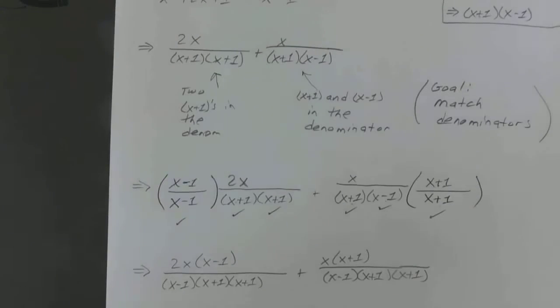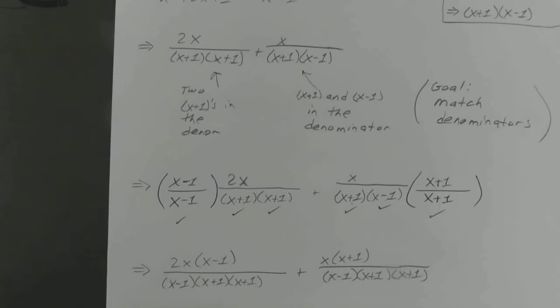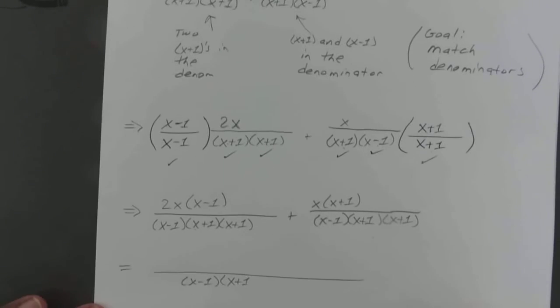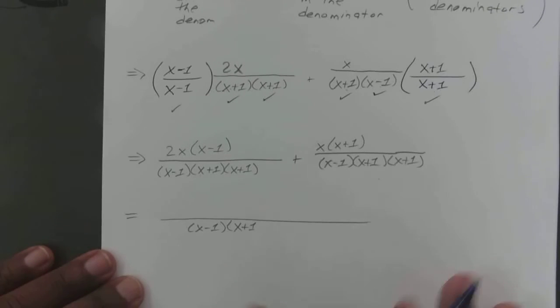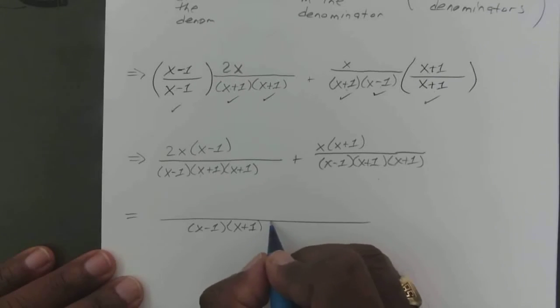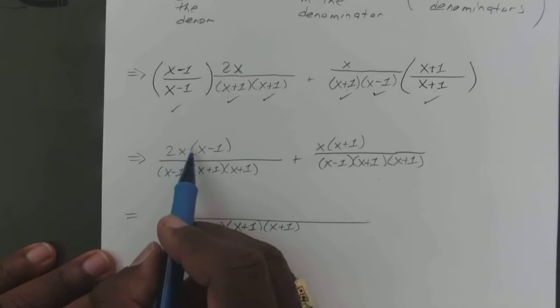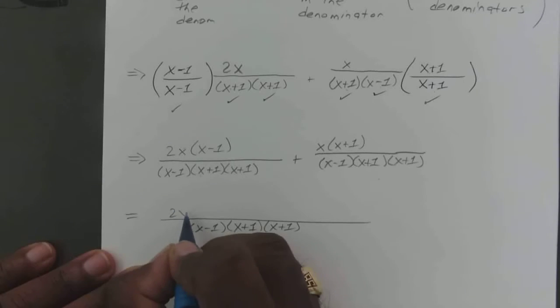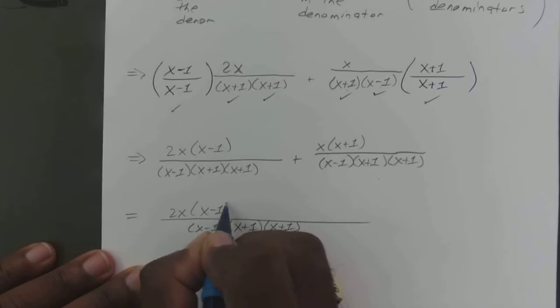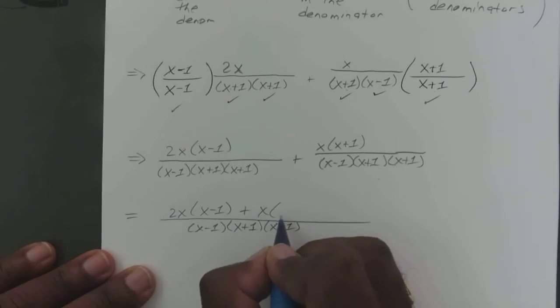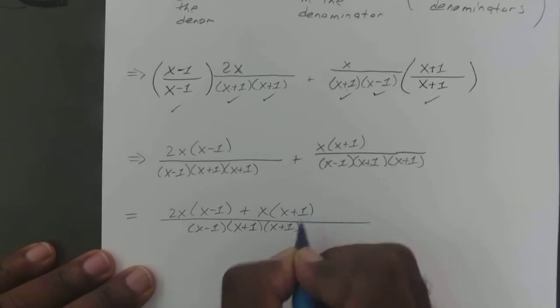Okay, so now we simplify our numerators. Because we know since our denominators match, it's going to be something over x minus 1, x plus 1, times x plus 1. Okay, so you have 2x times x minus 1 plus x times x plus 1.